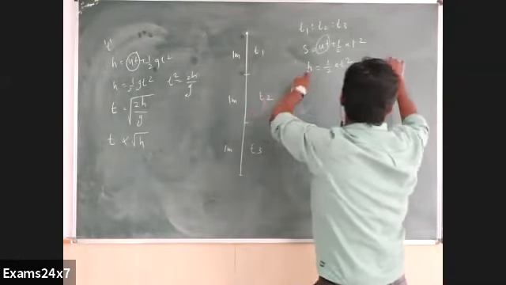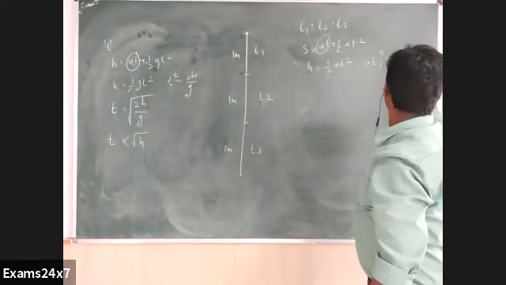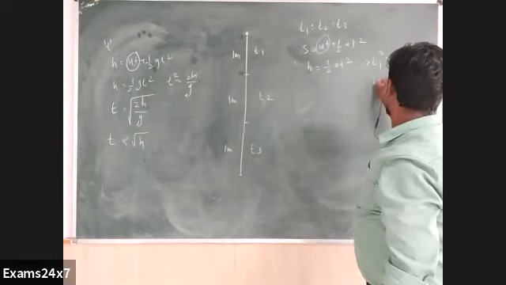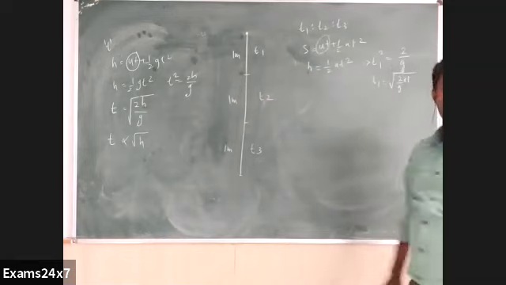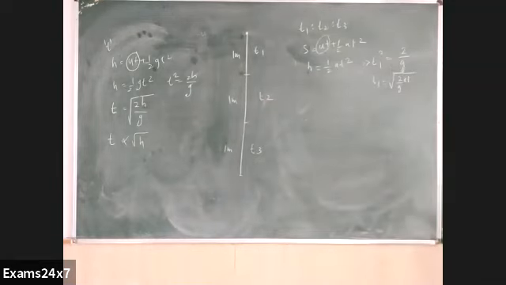So t1 square is equal to 2h by g, or t1 is equal to root of 2 by g, 2 into 1 meter, since h is 1 meter. Should I explain that again?